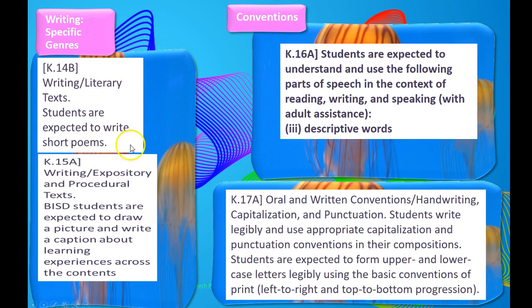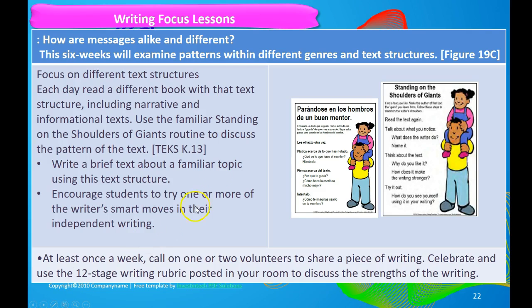So the genres we have, we want them to write short poems this time. We want them to draw pictures and write captions about learning experiences across the contents. We want them to be using descriptive words, showing how authors use those, and then once again forming those upper and lowercase letters legibly. So as you look at the focus lessons, you want to focus on different text structures. So read a different book with a text structure, narrative and informational, using your Standing on the Shoulders, and then write a brief text about a familiar topic using this text structure.